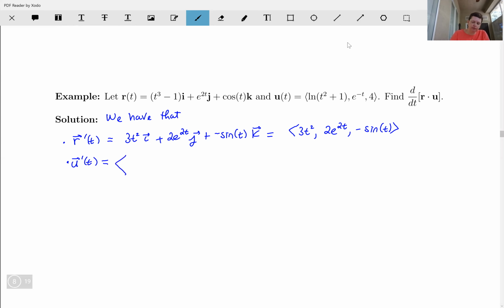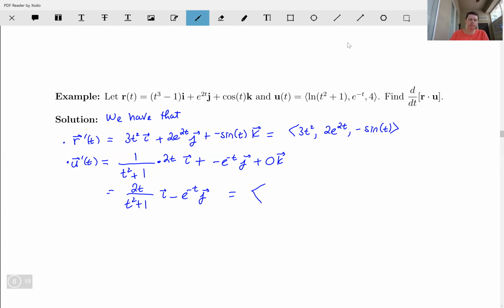So its derivative, so what's the derivative of the natural log of t squared plus 1? Use the chain rule. So we have 1 over t squared plus 1 times the derivative of t squared plus 1, which is 2t, that's times i, plus the derivative of e to the minus t, so that's minus e to the minus t, and that's times j, and the derivative of 4 is 0. So in other words, we have 2t over t squared plus 1 times i minus e to the minus t times j. And so in component form, this is going to be the vector 2t over t squared plus 1, negative e to the minus t, 0.